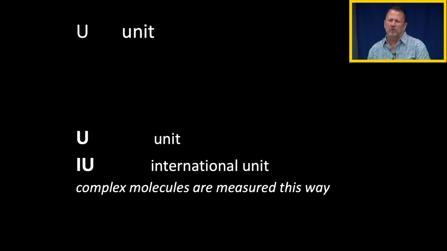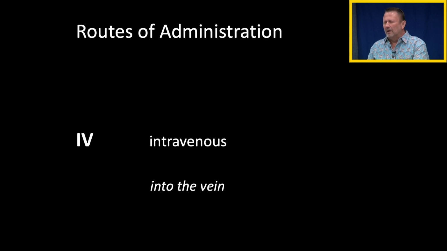They'll use unit for big complex molecules that are not easily measured in milligrams. Maybe the molecule would be destroyed if we removed all the water from it so we could measure it. And so when molecules are complex to measure, we'll just call them units. So insulin is a polypeptide hormone. It comes in units. And then some vitamins will come in international units. IV, yeah, that looks like the Roman numeral 4. That's not the Roman numeral 4. That just means intravenous, into the vein.